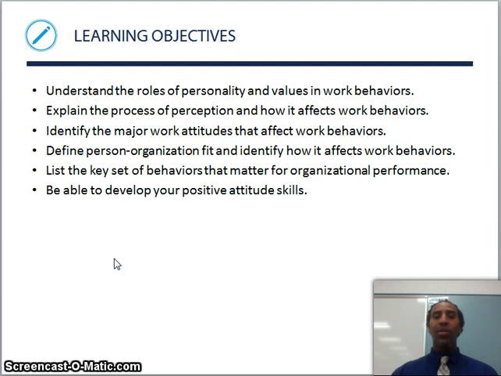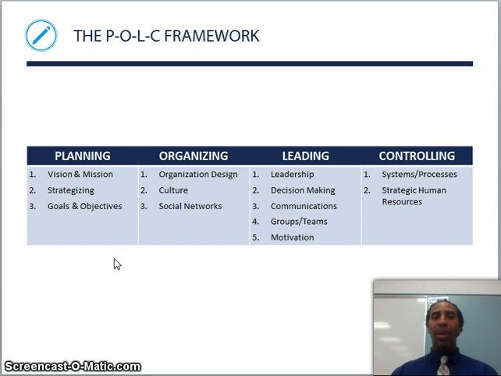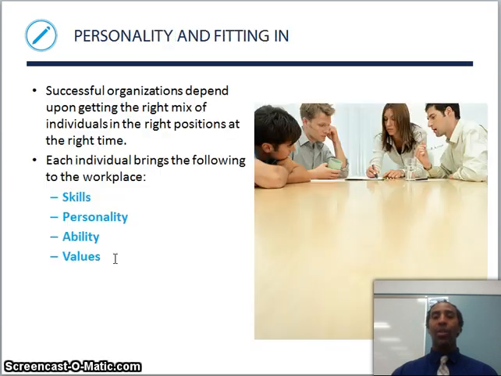List the key set of behaviors that matter for organizational performance, and be able to develop your positive attitude skills. Always have to have a positive attitude within the workplace. So remember the planning, organizing, leading, and controlling framework model that they have at the beginning of most chapters. Planning: vision and mission, strategizing, goals and objectives. Organizing: organizational design, culture, social networks. Leading: leadership, decision making, communication, groups and teams, which you will always work in, and motivation. Controlling: system processes and strategic human resources.